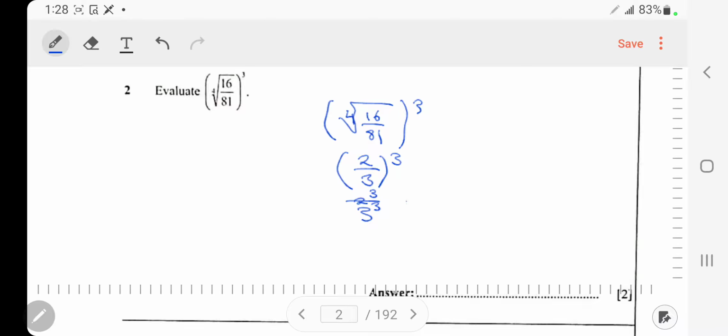So what is this equal to? You will realize that 2 raised to the power 3 will give you 8. 3 raised to the power 3 will give you 27. So that is how we evaluate such types of questions.